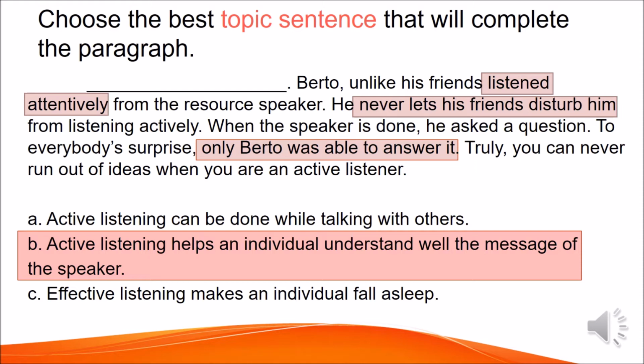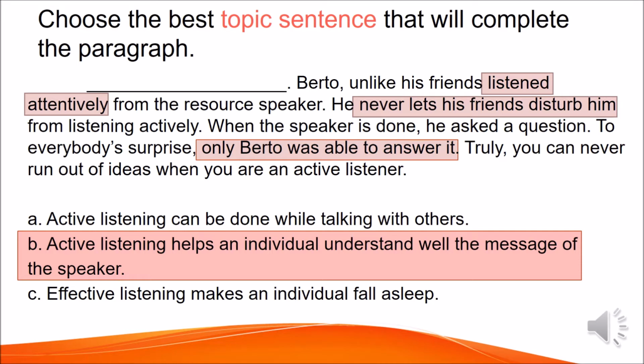Effective listening makes an individual fall asleep. It is wrong because there is no sentence that tells about falling asleep. Instead, it says that Berto listened attentively. Now let's examine also the correct answer, letter B.